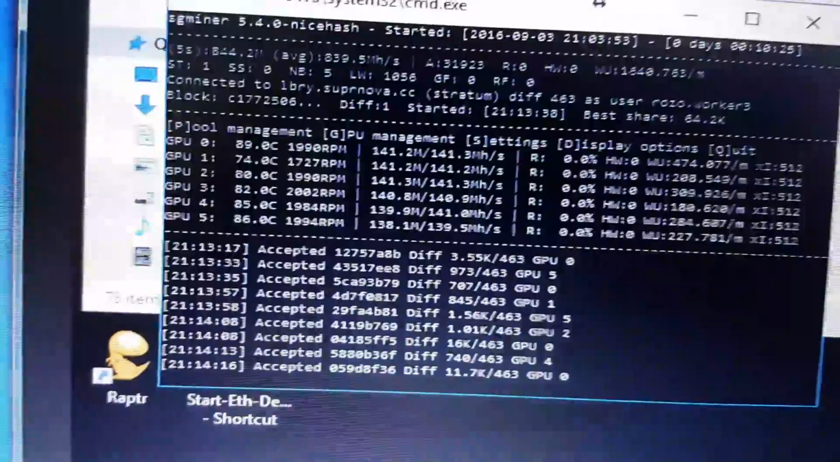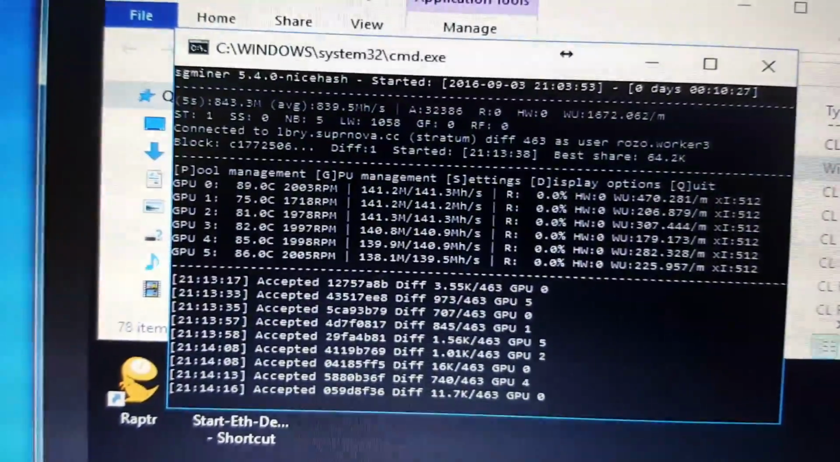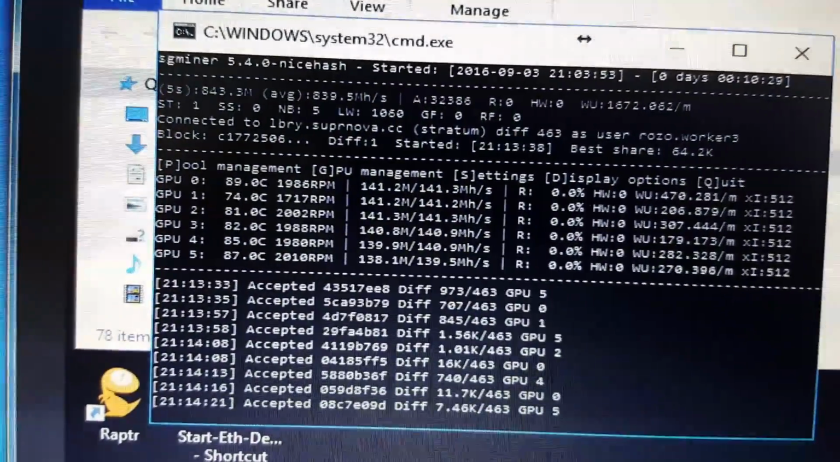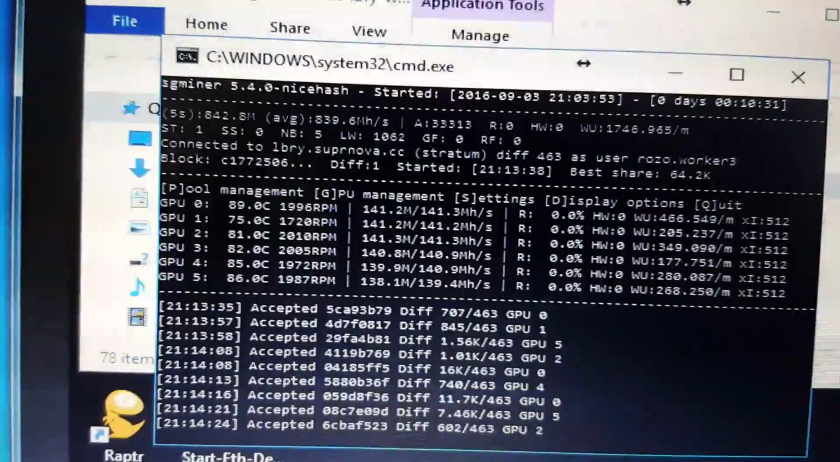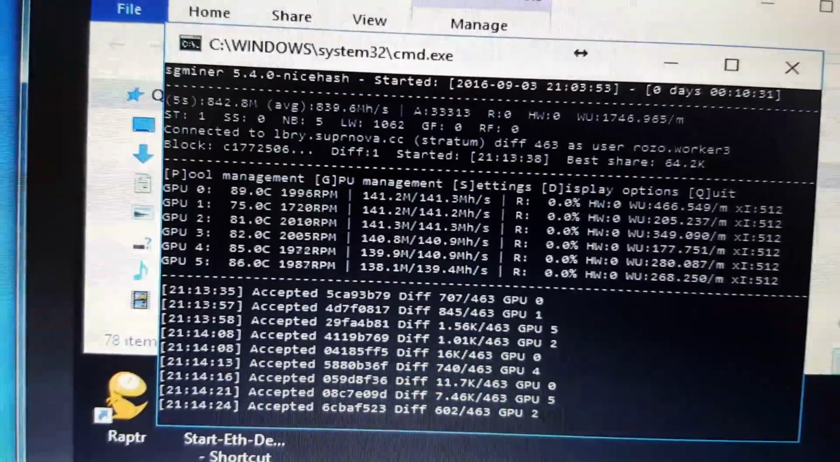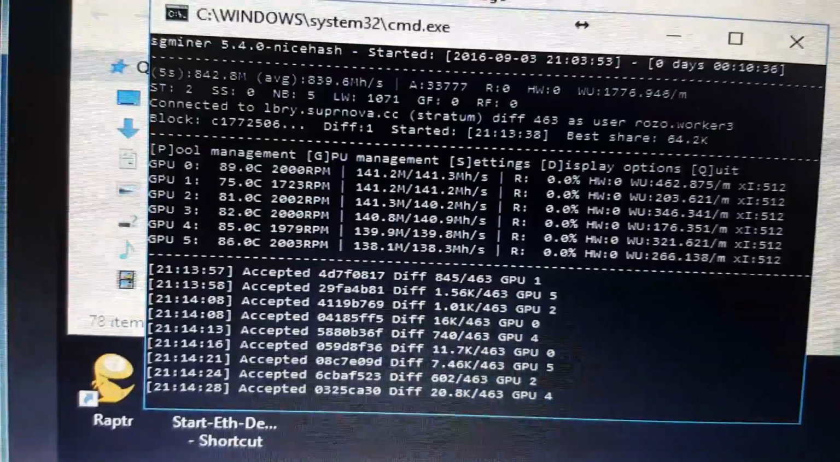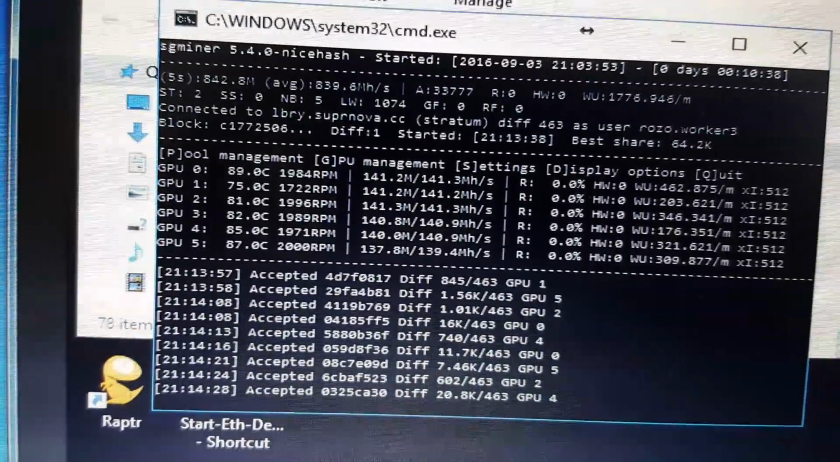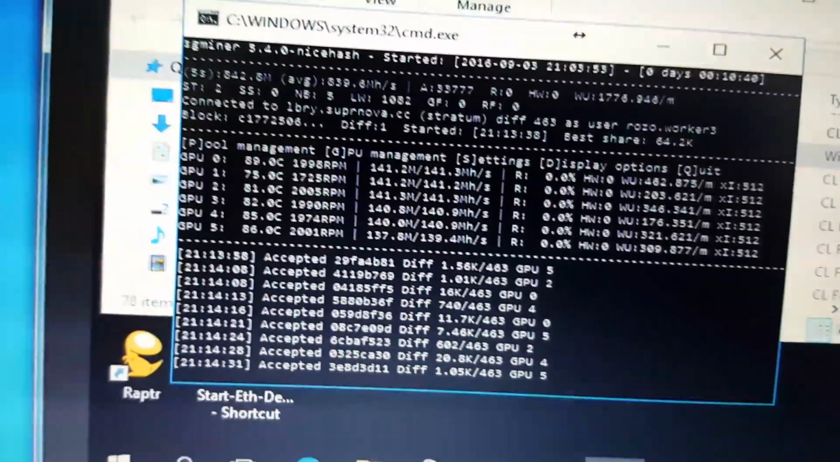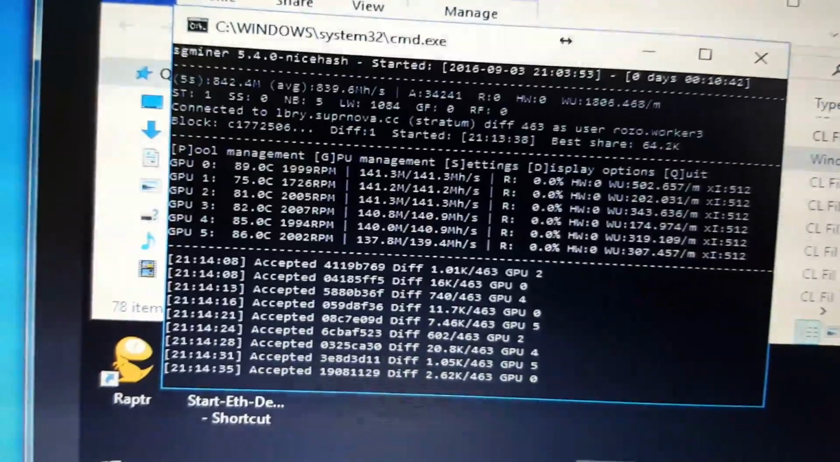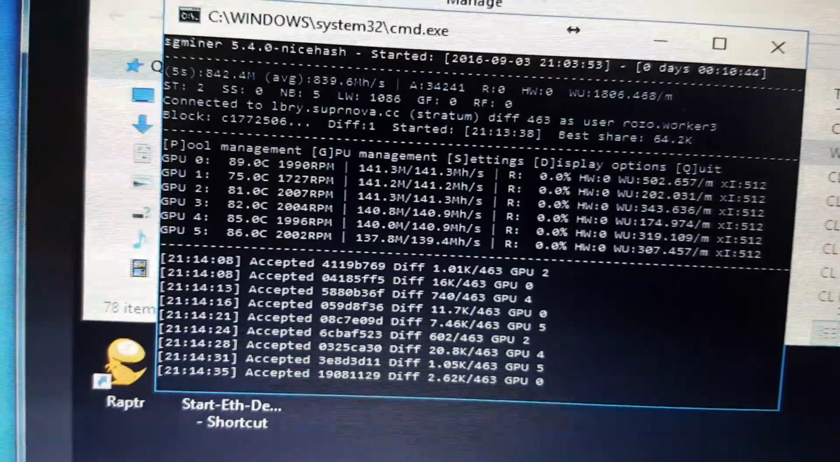Just updated the drivers. Let's go over here to the laptop. So I've switched it over from the Ether miner to this. So this again is Wolf's miner from BitTalk, so it's producing 840 megahash, which is pretty good out of the 6 cards. Each card's producing about 140 megahash.